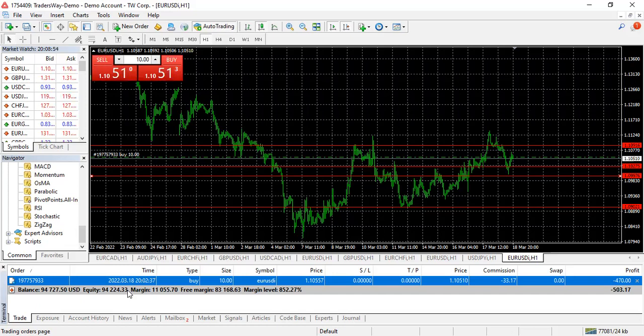So without margin, when they request for a $100,000 position, we have to go and get this 100,000 US dollars for us to start trading on Forex. But with margin, we don't have to get all this amount of money before we'll be eligible to trade.